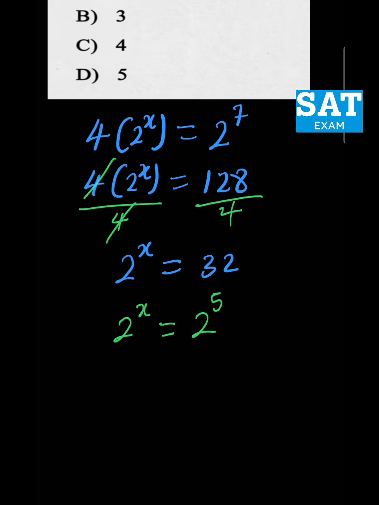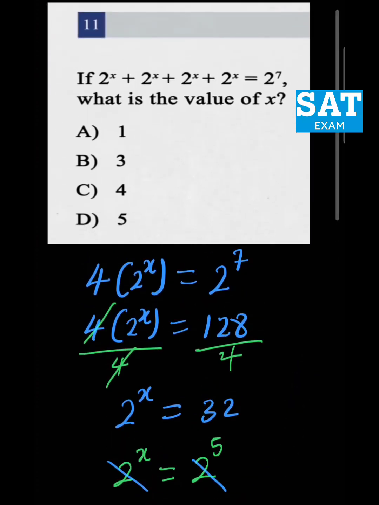Now, as you can see, the bases are the same, and in an equation with exponents, when the bases are the same, then we can cancel out the base and equate the powers. The first power is x, which is equal to the second power, which is 5. So therefore 5 is the value of x that satisfies this equation. So option D is the correct answer.